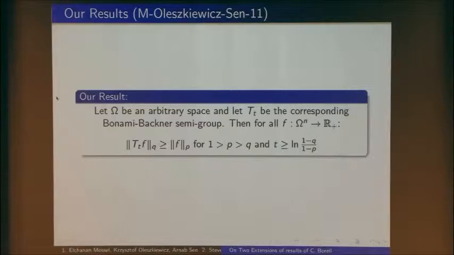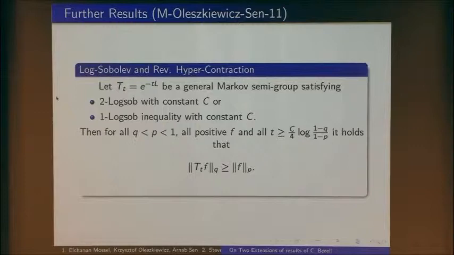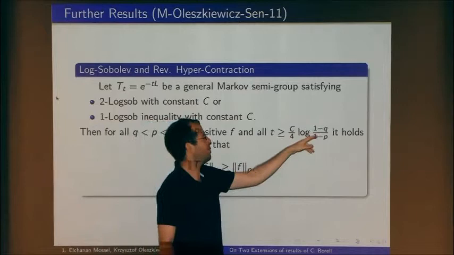So I already said that. I'll try to tell you a little bit about why this is true, but let me relate it more generally to things that we know. This doesn't just hold for product spaces, it holds for general Markov semigroups. For instance, we know the following two results. Whenever you have a log Sobolev inequality with constant C, or a one log Sobolev constant, which is also called the modified log Sobolev constant, then you have reverse hypercontractivity in the sense that if the time is greater than log((1-p)/(1-q)) times the constant over 4, then you have the reverse inequality for every positive function.